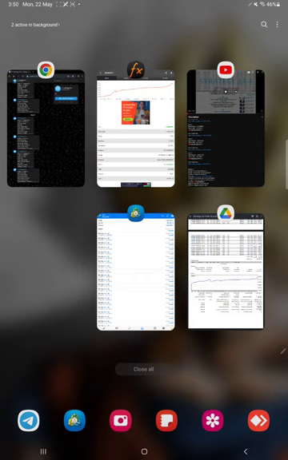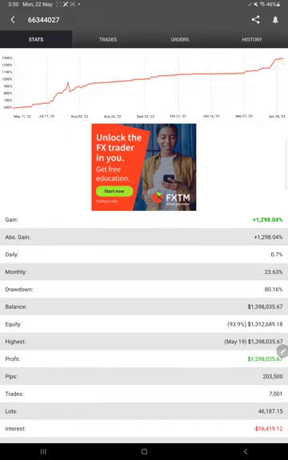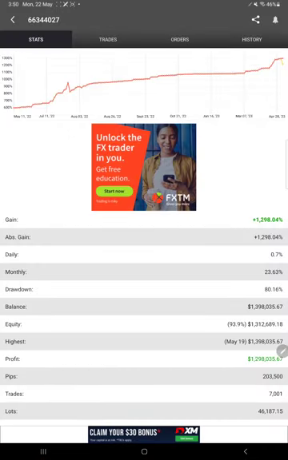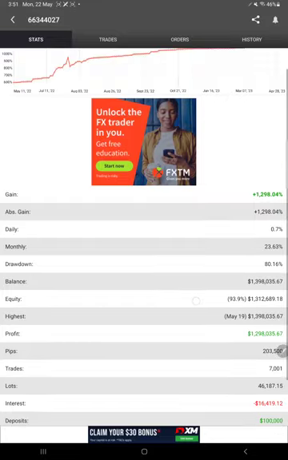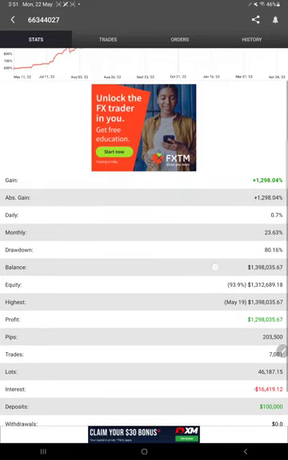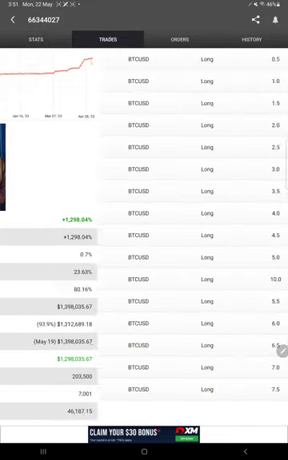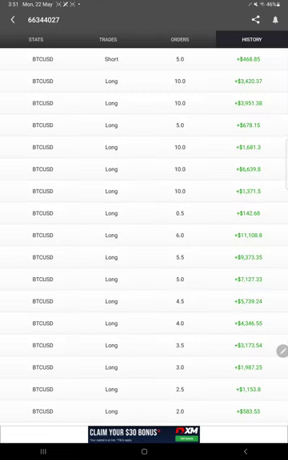And this account is also connected with MyFXBook. Here you will find all the details about the total percentage gain, daily 0.7 and monthly 23.63% return. And so far it's been consistently growing and giving good return. And here are the open trades and there is no pending trade.